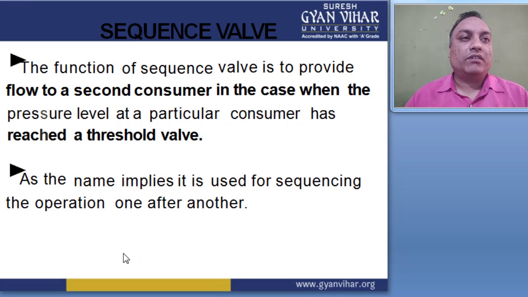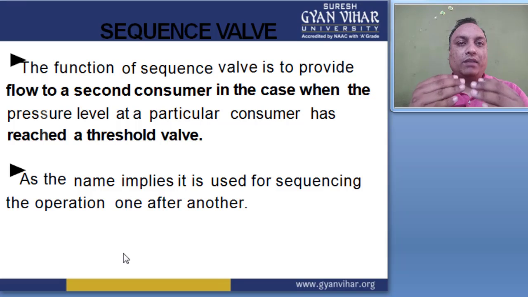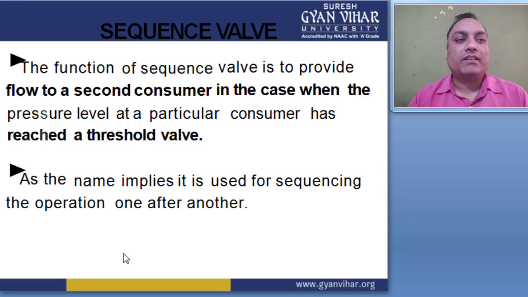This is the sequence valve. The function of the sequence valve is to provide flow to a second consumer when the pressure level at a particular consumer has reached a threshold level. So it can provide the sequence of operation of the actuators. As the name implies, it is used for sequencing the operation one after another.